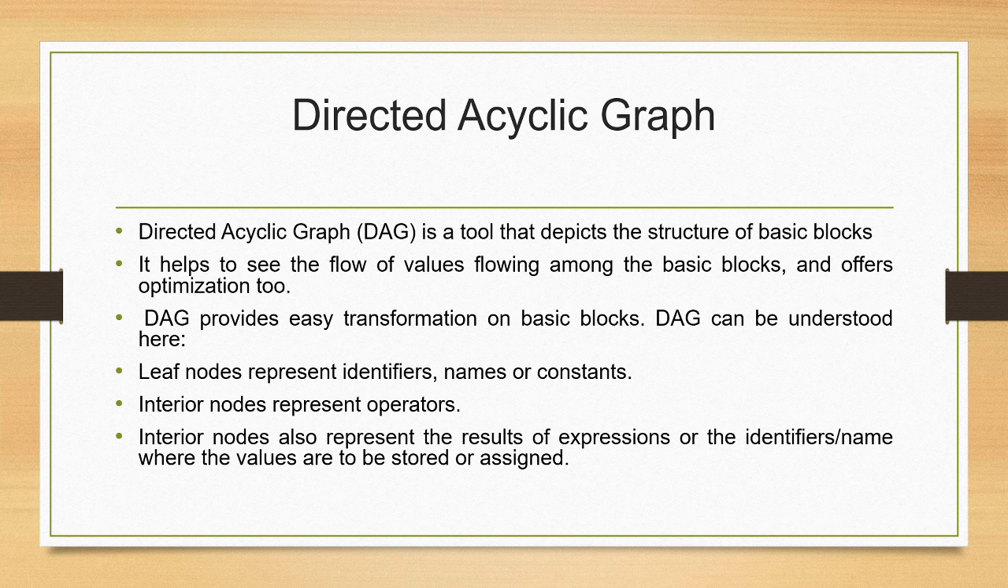The DAG can be understood by the following things. That is, we must know some of the basic terms about the DAG. It consists of leaf nodes, which represent the identifiers, names and constants, and the interior nodes, which represent the operators. The interior nodes also represent the result of the expressions, or the identifiers or names where the values are to be stored or assigned. The interior node is also used to store the result of the expression.